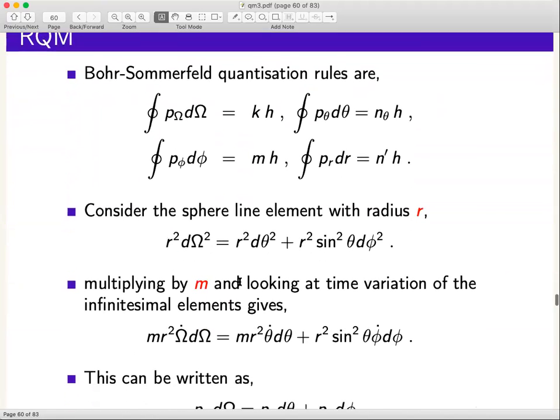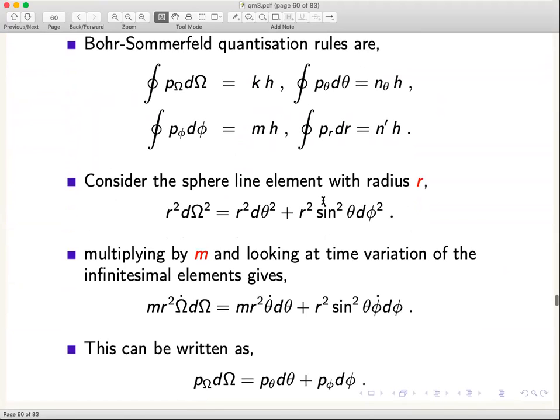Okay, so let's consider a sphere line element with radius r, and that is given by this quantity. It's the same thing, which is multiplied by r squared now, that's all. And what we want to do is multiply this by m, which is the mass of the particle, not this quantum number, I'm sorry, there are just too many m's sitting around, and look at the time variation of these infinitesimal elements.